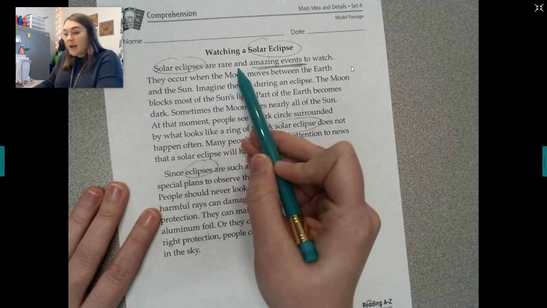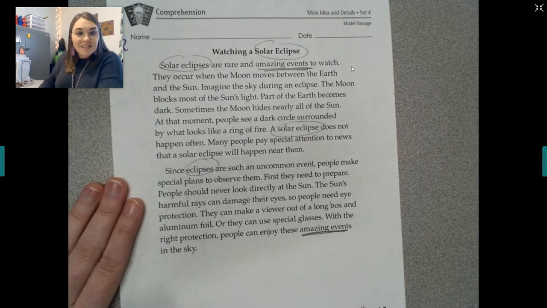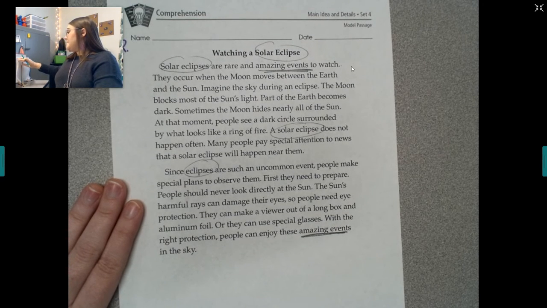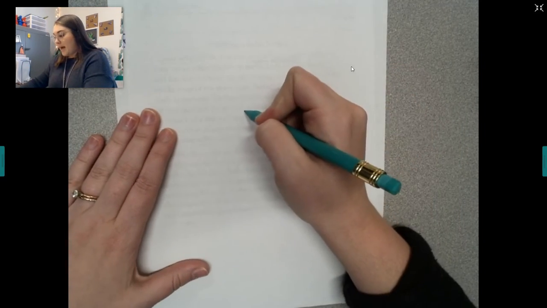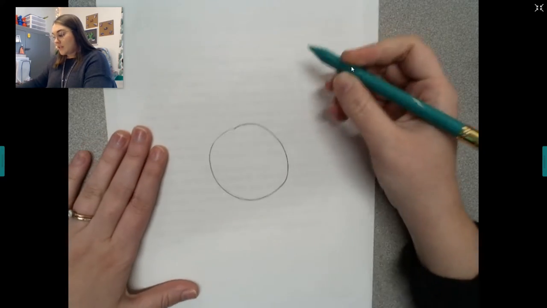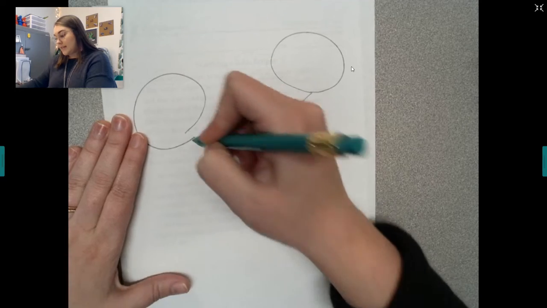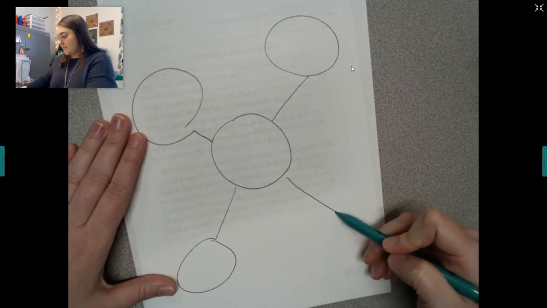Solar eclipses are rare and amazing events to watch. People can enjoy these amazing events in the sky. So guess what I'm thinking I can write? In the middle, because today, when you do your assignment, you're going to do the same thing. We are going to draw a bubble map. So that's a circle with 4 circles attached. Ooh, that was a horrible circle. With 4 circles attached to it.